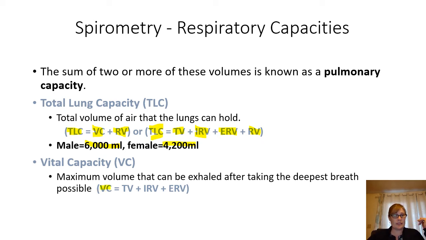So vital capacity, tidal volume, inspiratory reserve, and expiratory reserve. Those three added up together give you vital capacity. And vital capacity for the average male is 4,800 milliliters. This is on the page I just gave to you, 536. So vital capacity, average adult male, 4,800, average adult female, 3,100. Make sure you know these volumes.